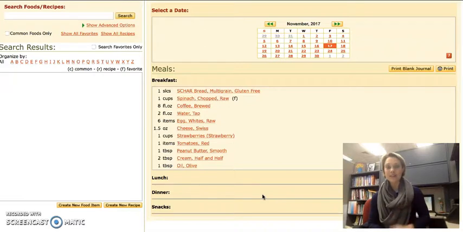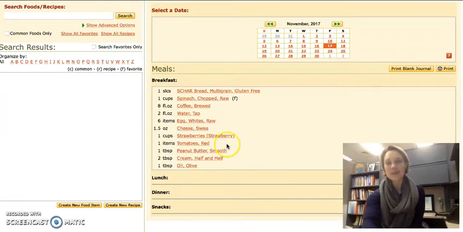So even though this looks like a million individual items that I consumed this morning, I really just had an egg white omelet with a side of some strawberries and a slice of toast with peanut butter and a couple things to drink. And so when you look at this, it takes a little bit of time if you're food prepping at home.